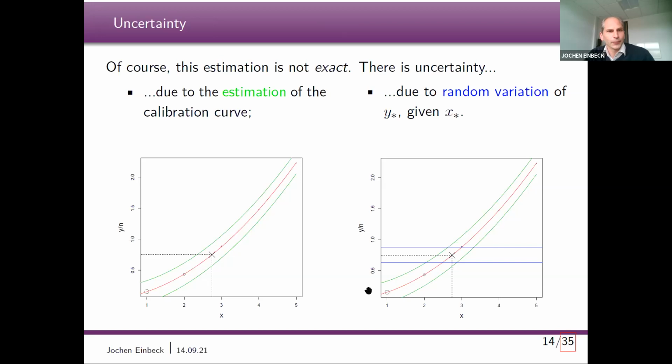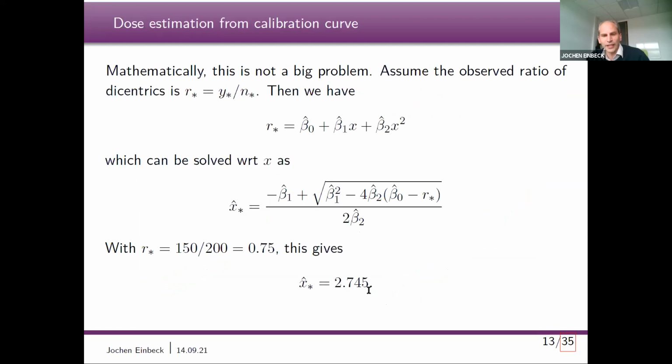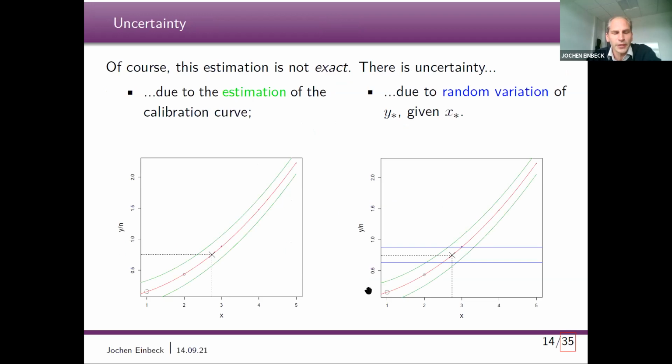It gets more tricky once you start worrying about uncertainty. Of course, I have an estimate here, but now how precise is that? So 2.7, what does it mean? Could it be 2? Could it be 3? Could it be 5? So how can we quantify the uncertainty related to that?